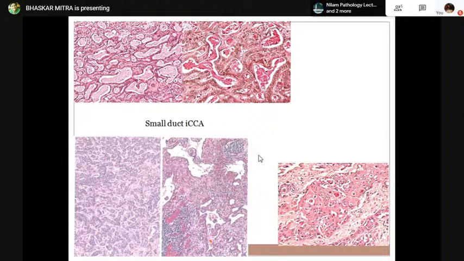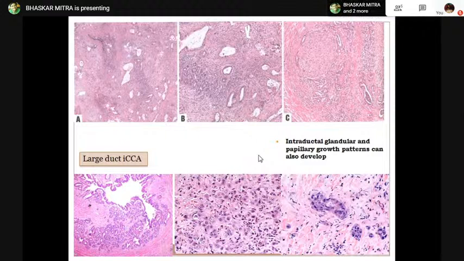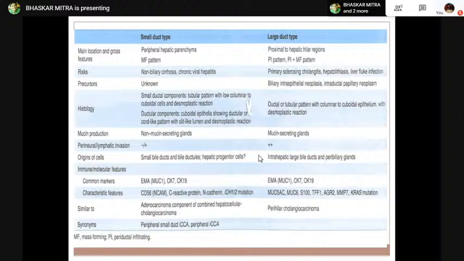So this is small duct type of intrahepatic cholangiocarcinoma. So these are the two different types of cholangiocarcinoma. One is large duct type, another is small duct type. Now there are different characteristic things. Adenocarcinoma component is there. Okay, and the large duct one may show mucin secreting glands, but the small duct one does not show any mucin secreting glands.